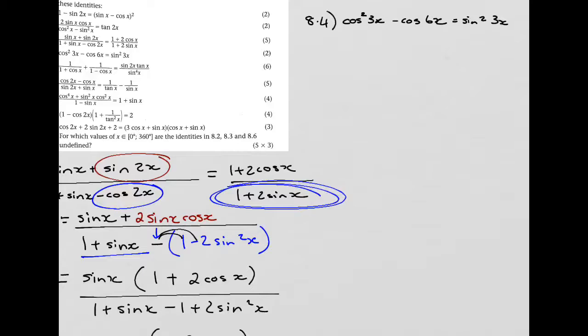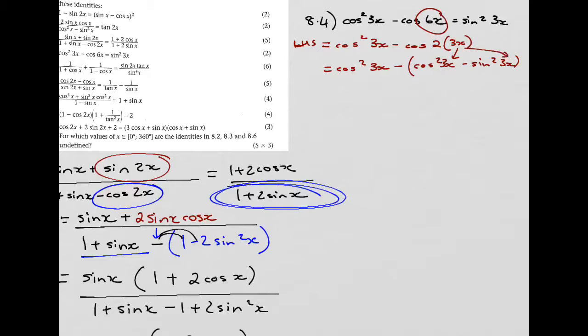Alright, so now for 8.4, it's also only for 2 marks, but it is quite tricky to recognize something happening with that 6x. We've only got 3 x's, so I'm going to keep my left-hand side as my focus, so cos squared 3x, and then I'm going to change 6x to 2 times 3x, a double angle. So because I need a sine squared 3x on the other side, I'm going to pick the one that has cos squared 3x minus sine squared 3x. You match whatever's in your bracket as your angle.